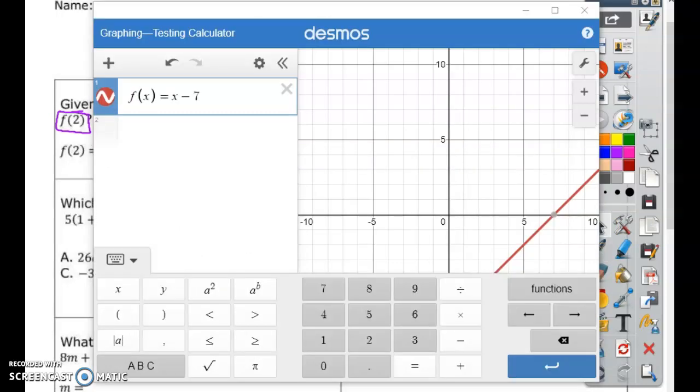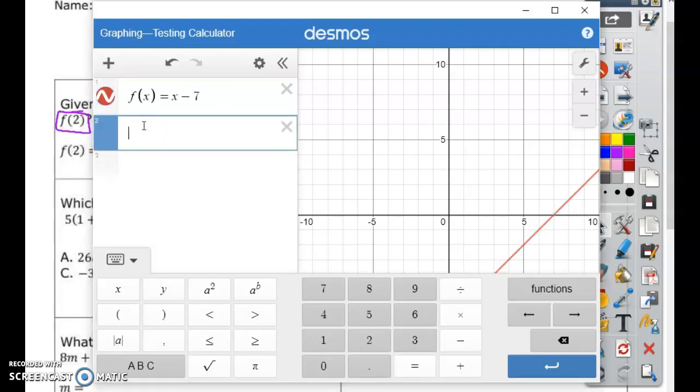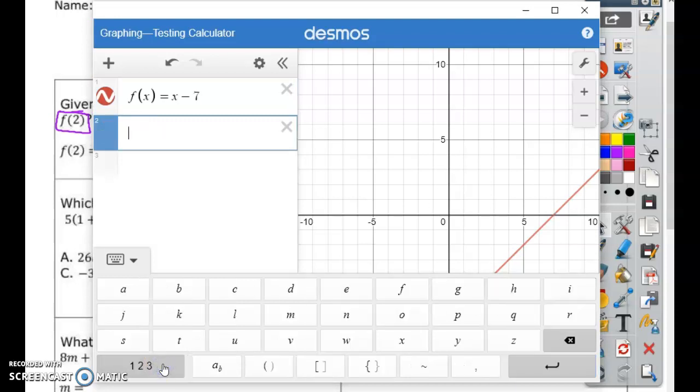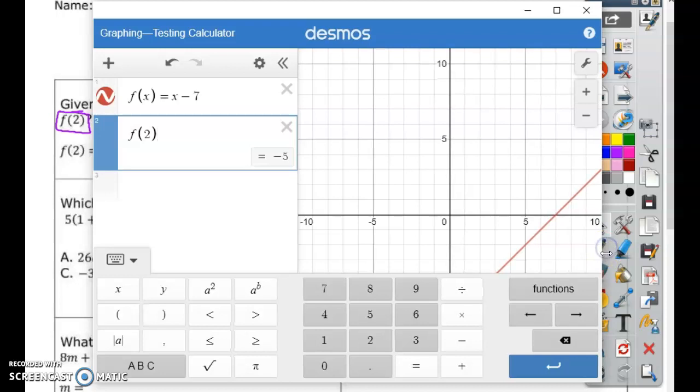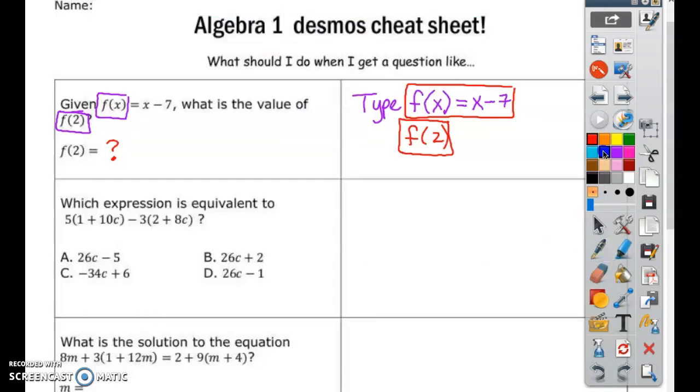In Desmos, this is what you should have typed: f of x equals x minus 7. Then in the next line, type f of 2, because that's what they're asking you for. And it gives you the answer, negative 5. Let's say you forget about that. Let's go back. What is inside here?